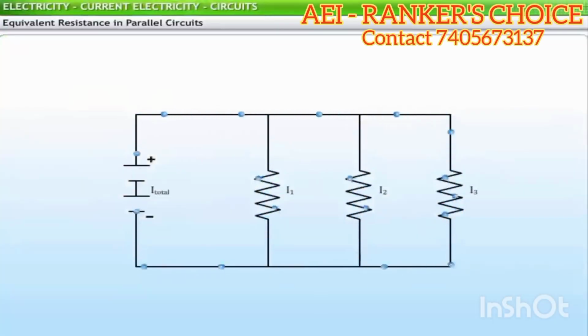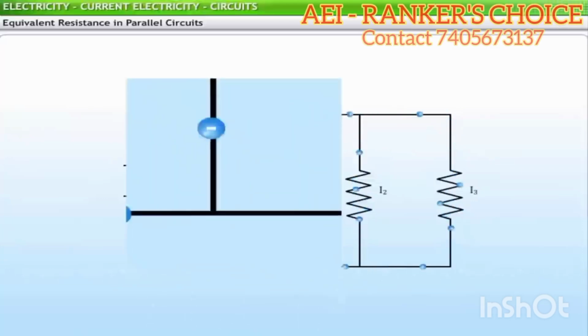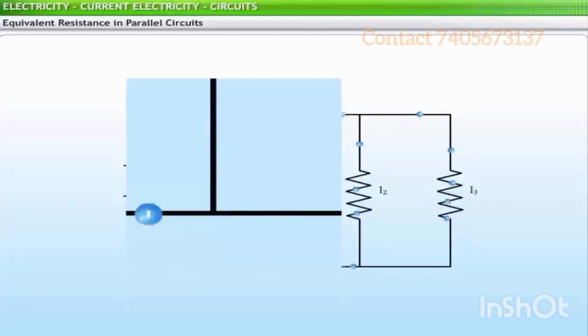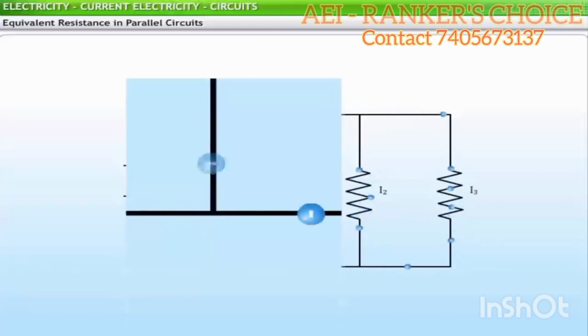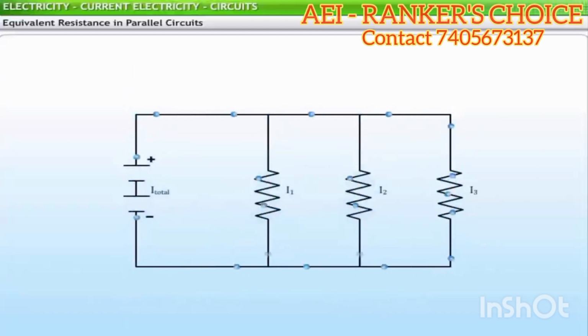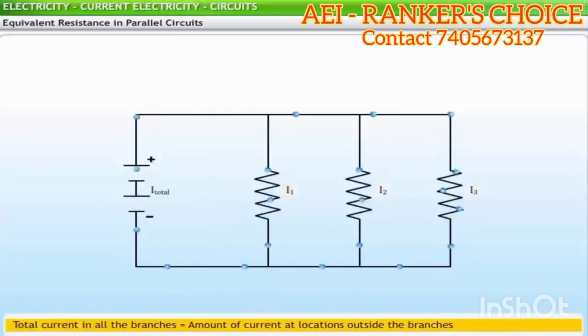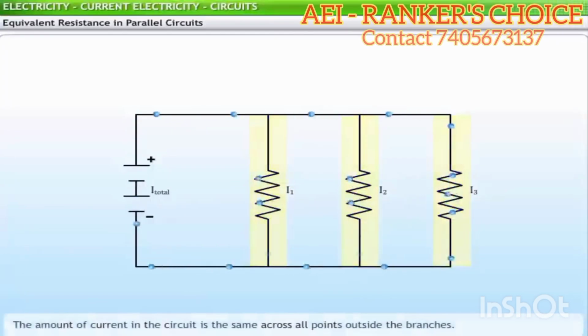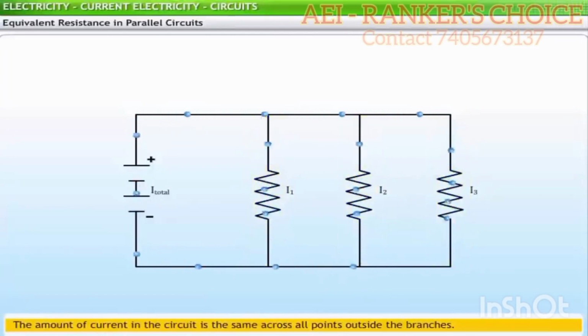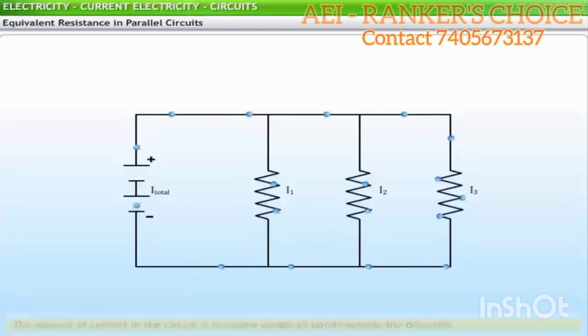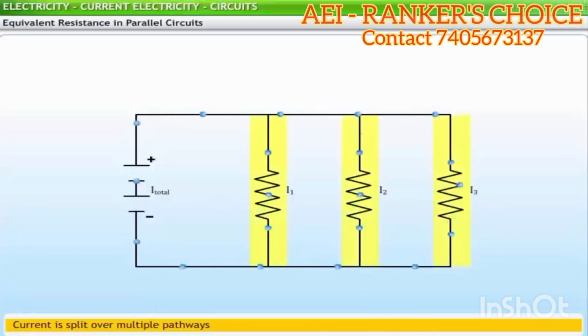Similarly, in a parallel circuit, charges divide up into separate branches. Based on the resistor in each branch, the current across branches can vary. Nonetheless, when taken as a whole, the total amount of current in all the branches is equal to the amount of current at locations outside the branches. Thus, the amount of current in the circuit is the same across all points outside the branches. However, it is split over multiple pathways.